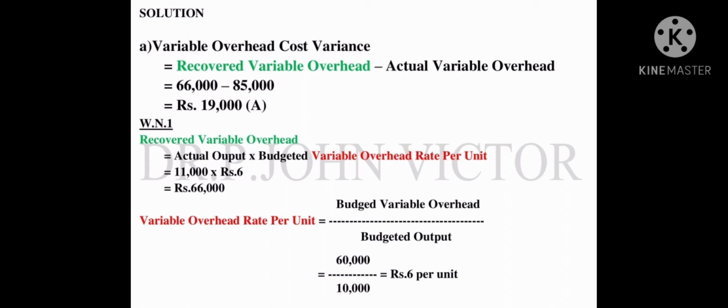First one, variable overhead cost variance. The formula is recovered variable overhead minus actual variable overhead. As I explained in the formula session, recovered variable overhead is given in green color, so I do a working note for it. The formula is actual output into budgeted variable overhead rate per unit. Leave the actual output, don't worry about it. But take this variable overhead rate per unit, given in red color: budgeted variable overhead divided by budgeted output.